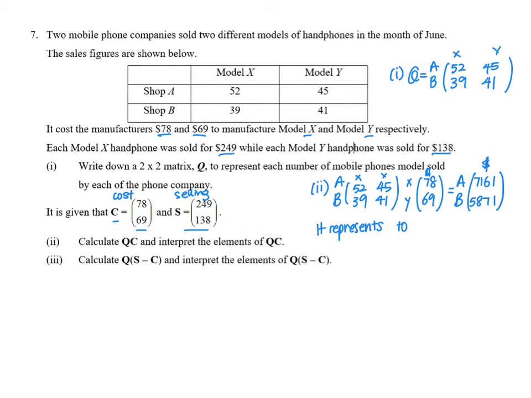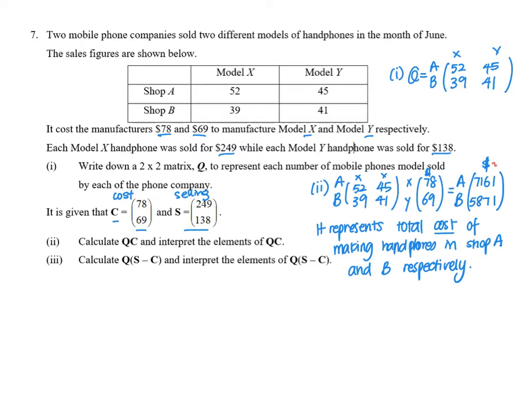Okay, interpret the elements of QC, so it represents the total cost of making the handphones in Shop A and B respectively. So it's just talking about the cost, so total cost, Shop A, Shop B respectively.